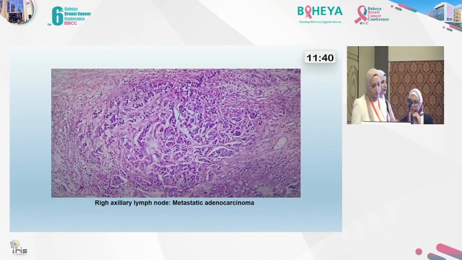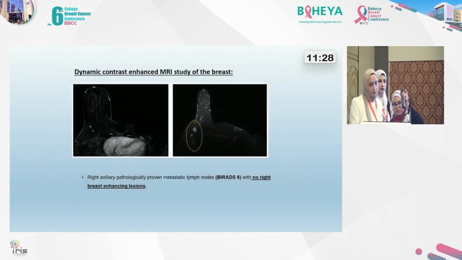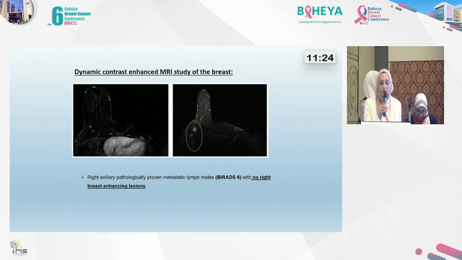Right axillary lymph node shows metastatic adenocarcinoma. Positive for GATA3, ER weak positive, PR negative, and HER2 negative. Dynamic MRI of the breast was done, which showed no right breast enhancing lesions.